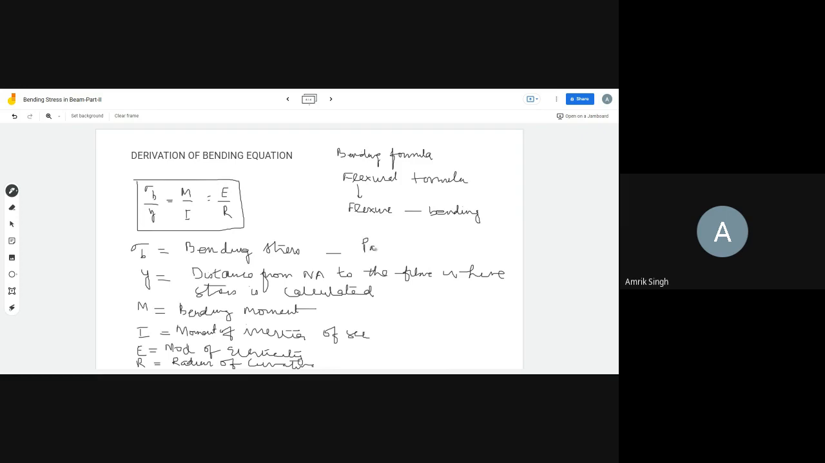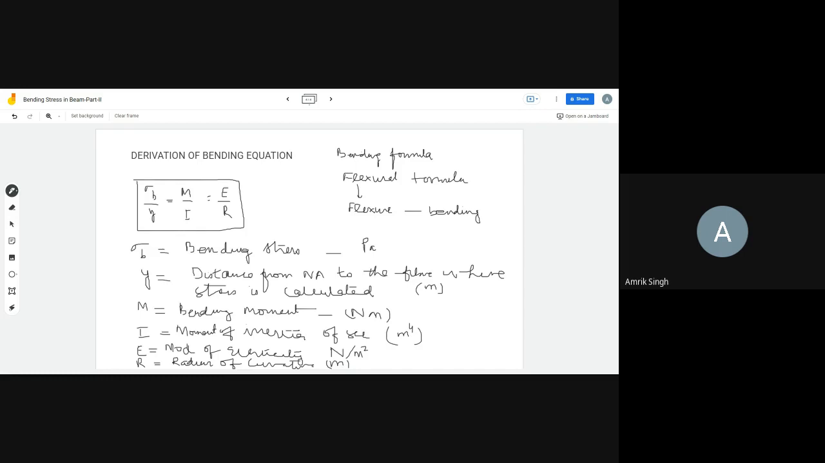So bending stress is calculated in Pascal, and y is calculated in meter. Bending moment is calculated in Newton meter. Moment of inertia is calculated in meter to the fourth. Modulus of elasticity is in Newton per meter square or Pascal. And radius is again in meter. So this is the bending formula, the bending equation.